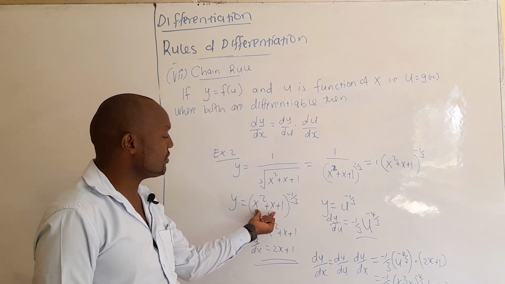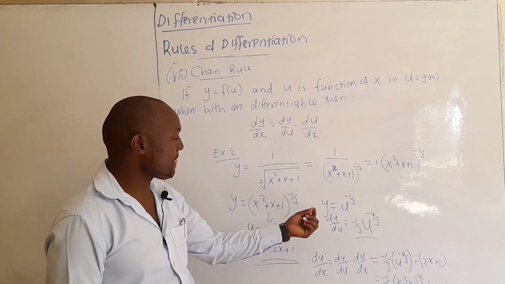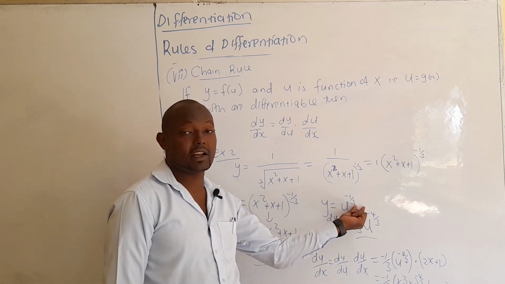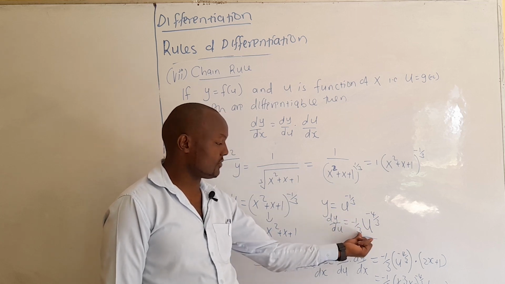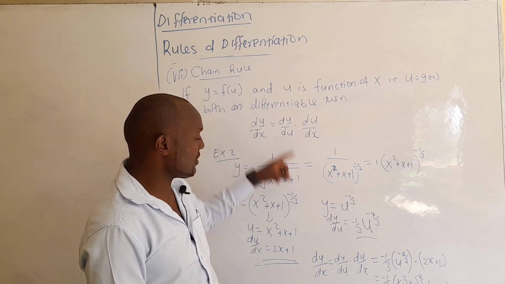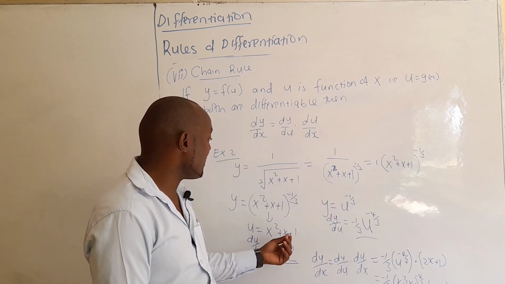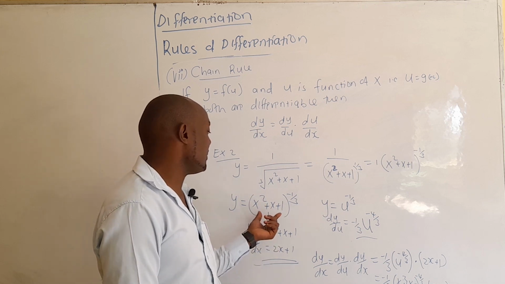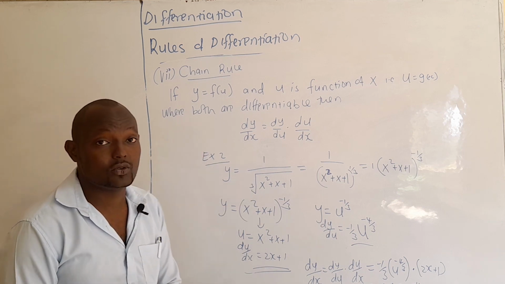We have treated this one to be u, calculated the derivative of u with respect to x, and after treating this one as u, our y changed to y equals u to power negative a third. Then we took the derivative with respect to u. Remember, if you want to get dy over dx, it will be the product of dy over du times du over dx. It is not a must we have u and x. You may have other variables, but the concept is the same. So that's how we solve our chain rule.